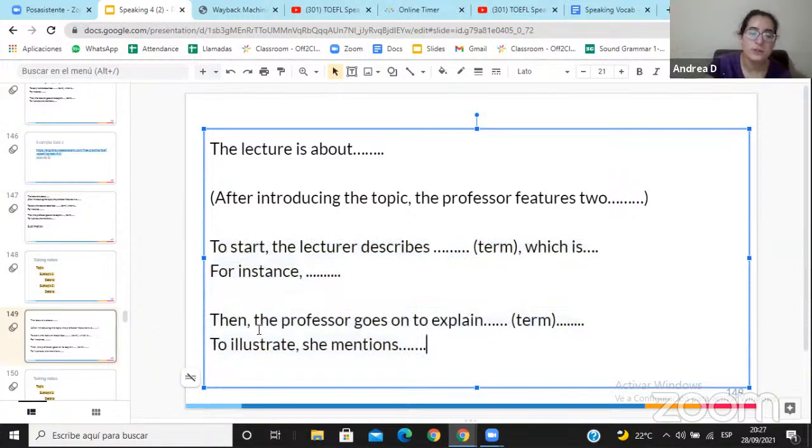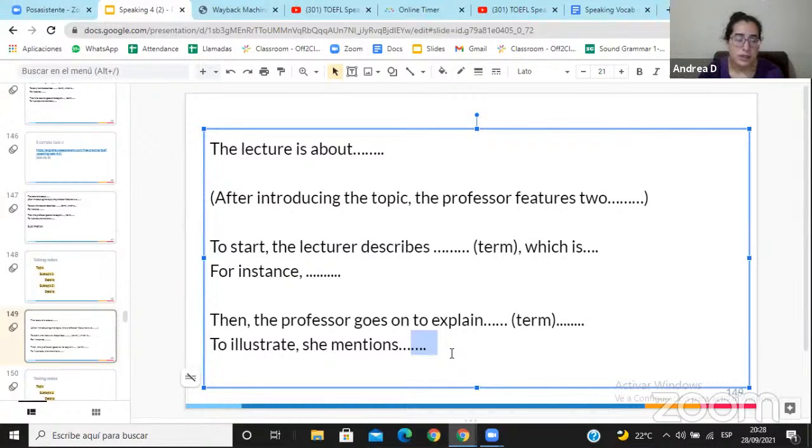And then you say, "Then the professor goes on to explain," or "Moreover, the professor describes features" as these extra characteristics that a product has that are not necessary, but that have many uses and that make them easier to use or more practical or more appealing to the consumer. To illustrate, she mentions how car manufacturers are now competing to add air conditioning, stereo, sunroofs, electric windows. So that's the way you've got to do it.